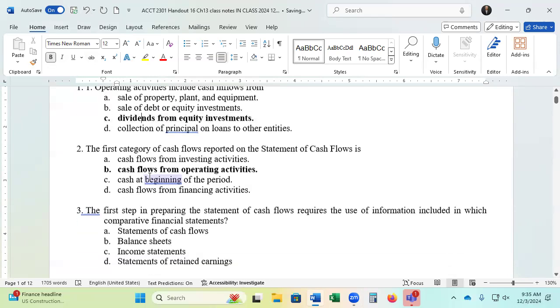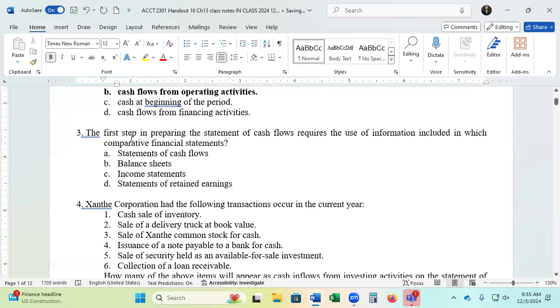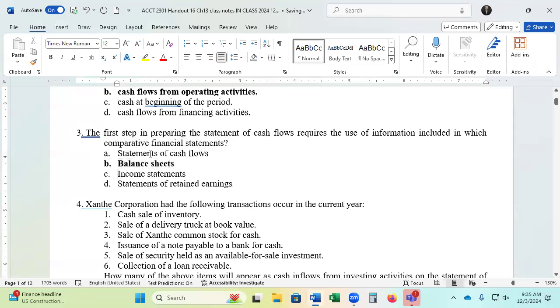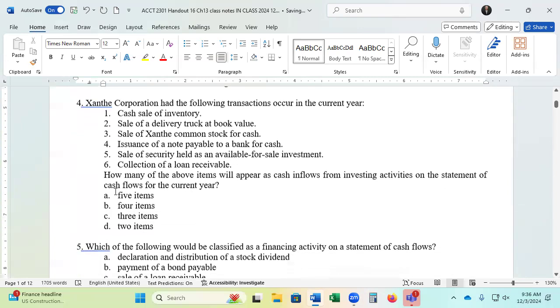Dividends. Number one is C. The first step in preparing the statement of cash flows requires the use of information included in which of the comparative financial statements. We don't use the statement of cash flows to prepare the statement of cash flows. We do use the comparative balance sheets. We will use the income statement, but it's not comparative. And statement of retained earnings we'll use, but it's not comparative. So the answer is B.